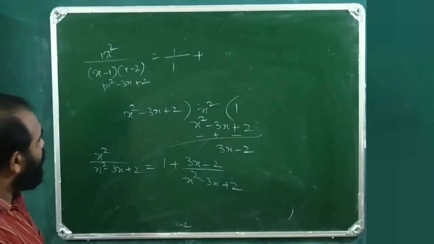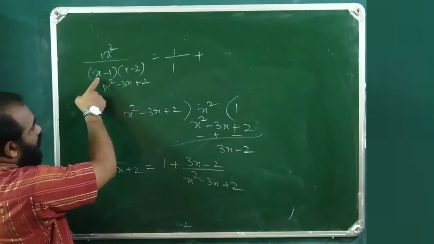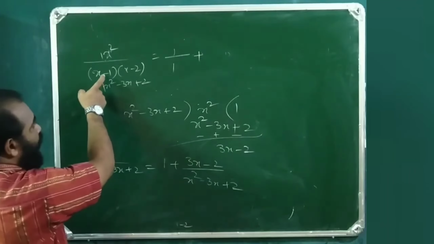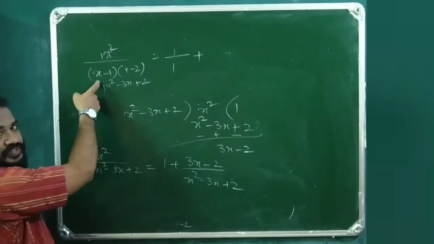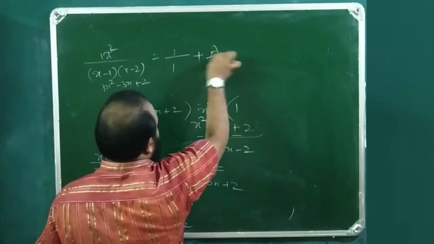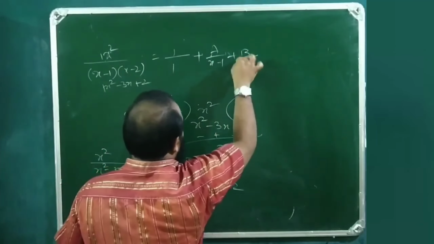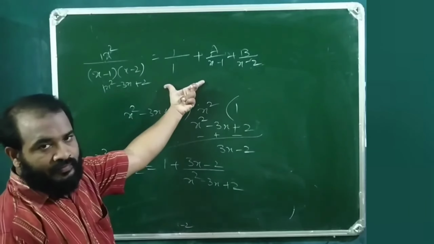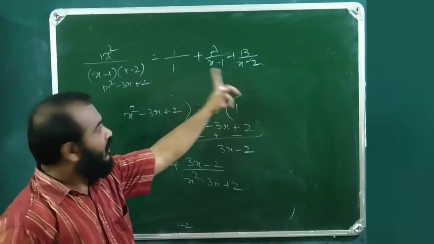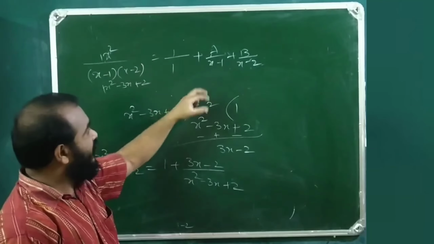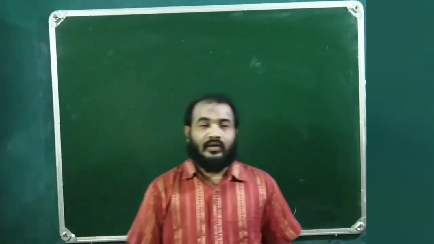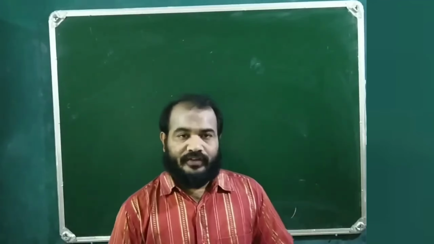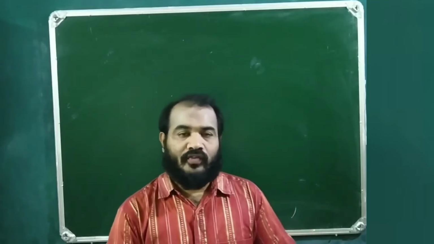So now, how do we take the partial fractions for this? A by x minus 1 plus b by x minus 2. So you take the LCM and compare on both sides and equate, then we will get the a and b values. Now the last one is conversion of f of x by g of x in power series of x.